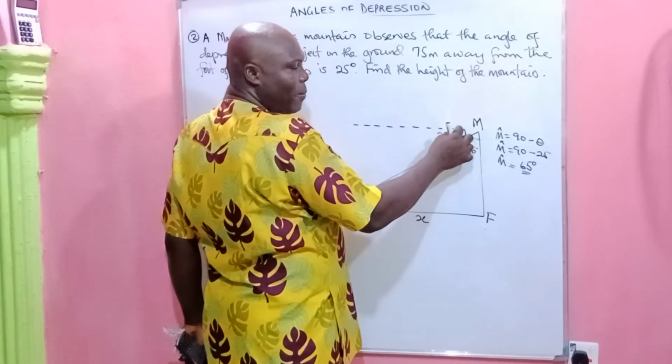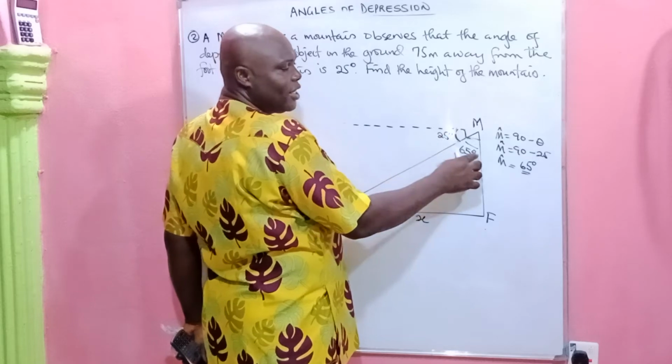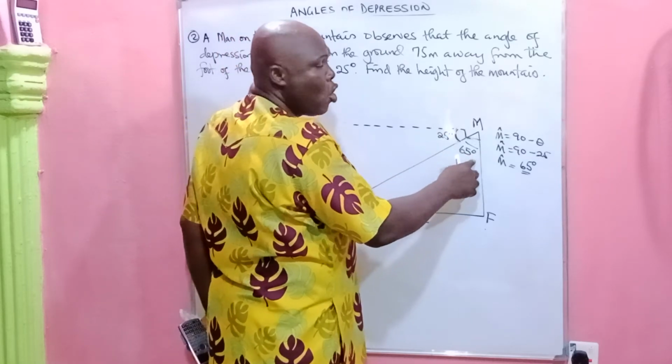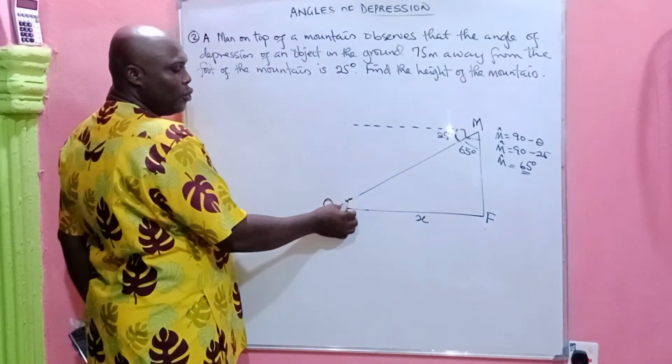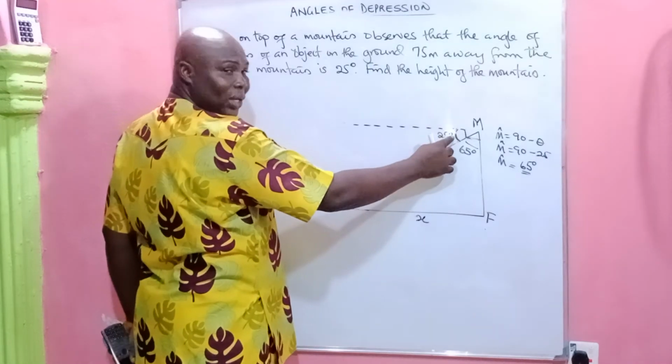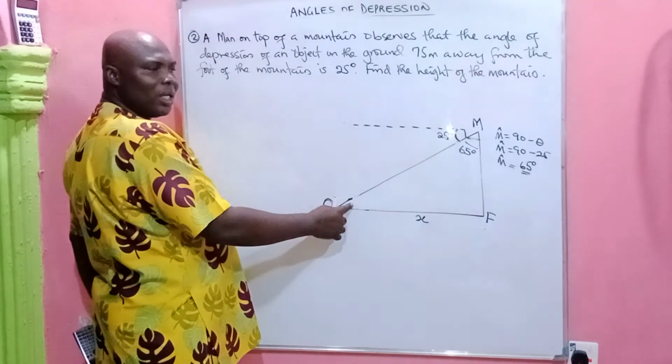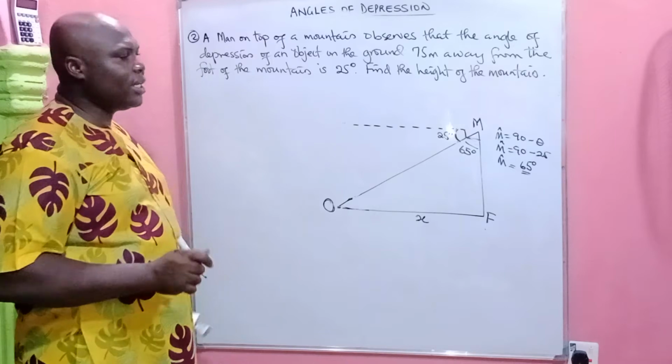You subtract this from 90, 25 from 90, to get this angle at 65, or you ignore that angle and use the alternate angle. Since here is 25, here of course will still be 25. So any of the two will give you the same answer.